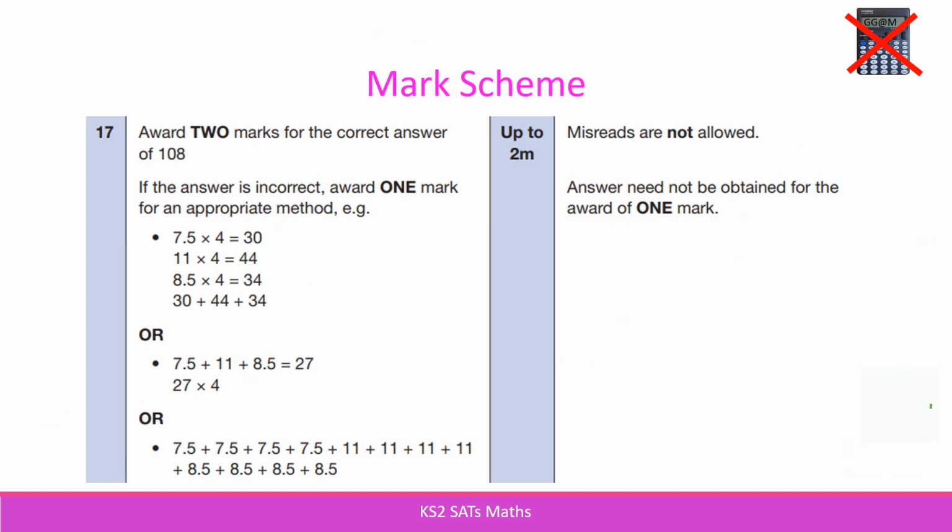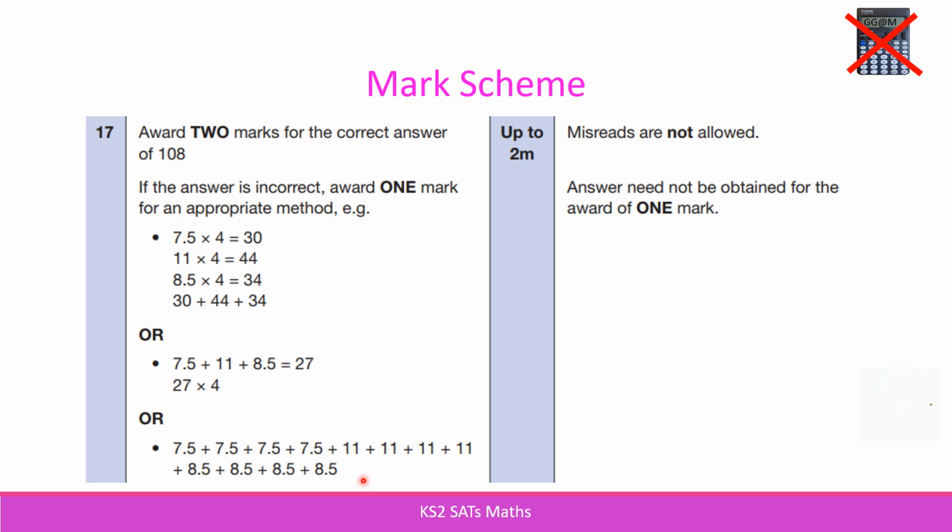The mark scheme on this question shows lots of different methods. Now the method I used was this first method here, multiplying each of the sides by 4, then adding them together. Or you could have just added up all the values, all the different sides together first, and then multiplied that answer by 4, which will give you the same. Or you could have just done it by adding all these values together.